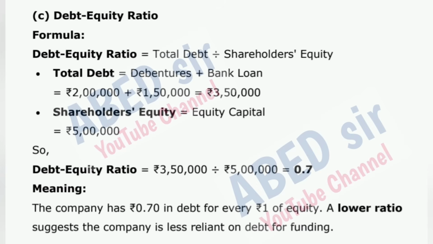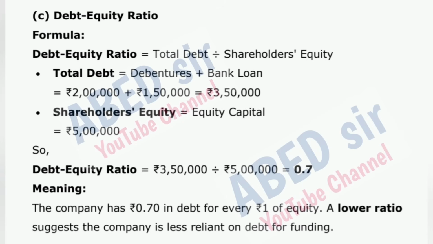C. Debt equity ratio. Formula: debt equity ratio is equal to total debt divided by shareholders' equity. Total debt is equal to debentures plus bank loan is equal to 2 lakhs rupees plus 1,50,000 rupees is equal to 3,50,000 rupees. Shareholders' equity is equal to equity capital is equal to 5 lakhs rupees.